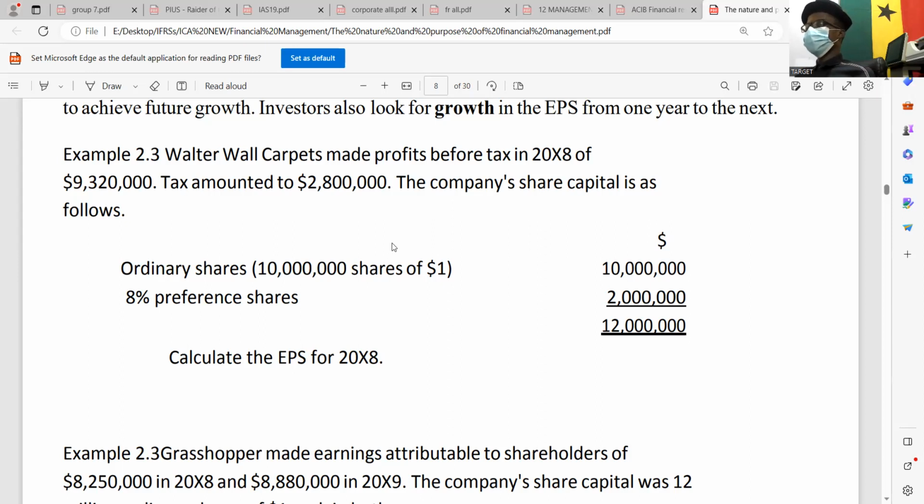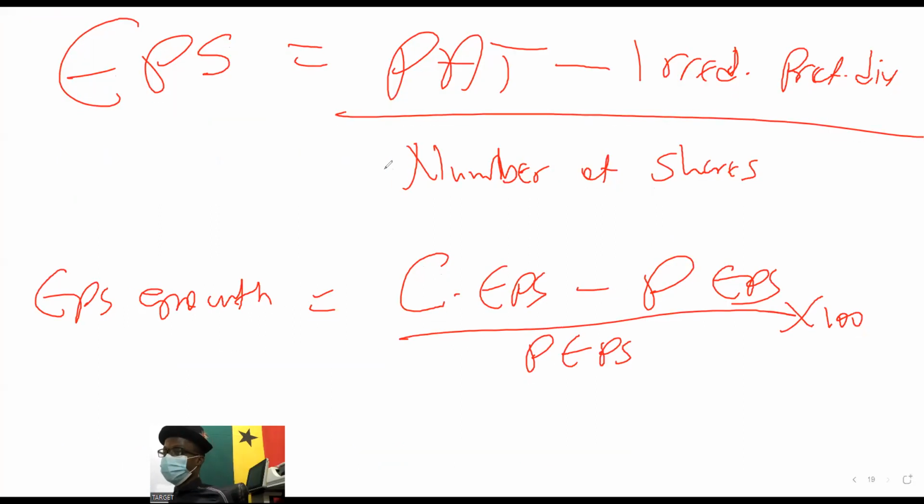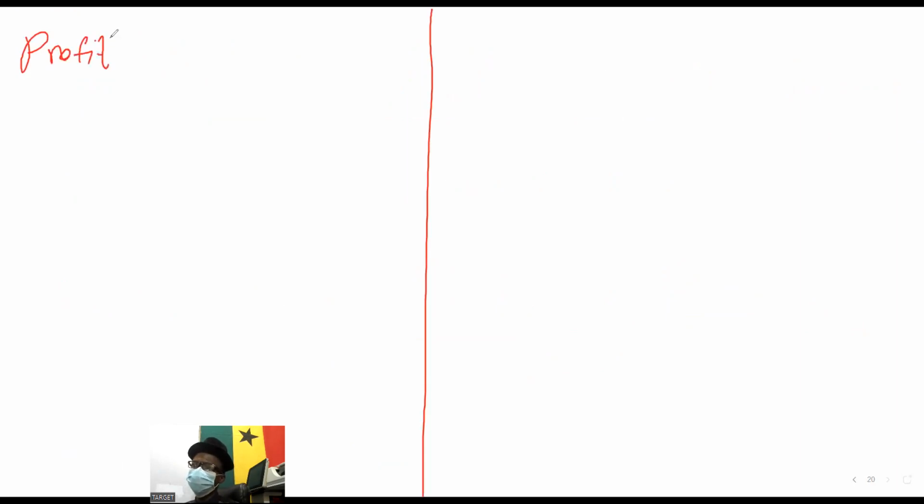So you go to the formula. The more you go, the more you remember. Now, instead of them giving us profit after tax, they give us profit before tax. And they give us the tax, so we can go ahead and subtract. We can do the mathematics ourselves. You shouldn't worry. Finance comes with mathematics. So we are calculating earnings per share.